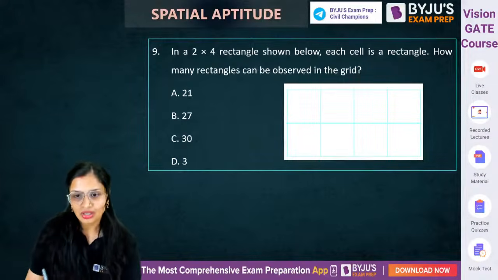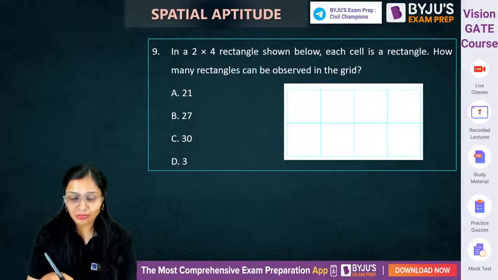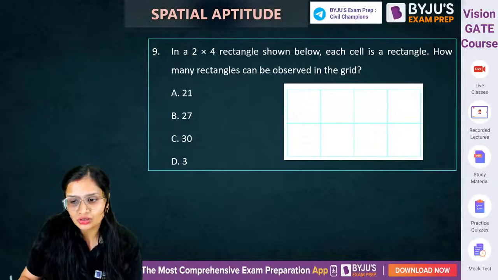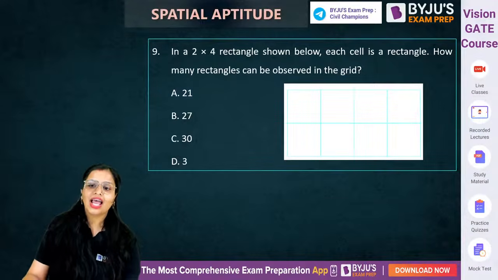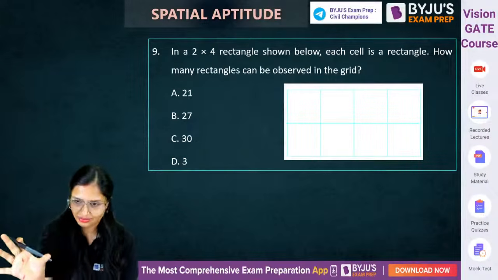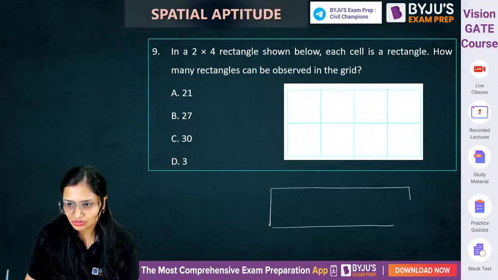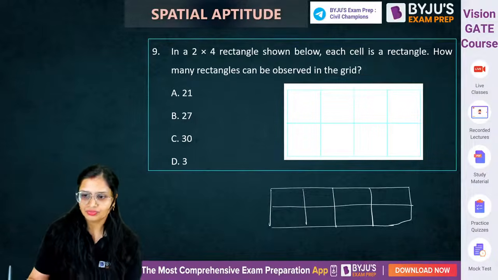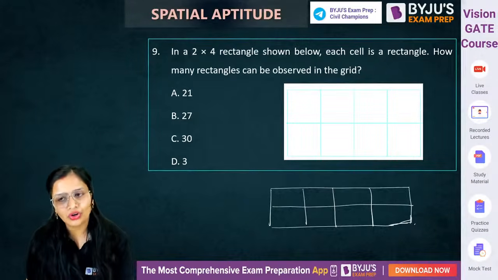Now check it out. This is a simple question, but it has been asked in many examinations apart from your GATE, and also in placement examinations. Here 2 cross 4 is given to you, 2 rows and 4 columns, and each cell is a rectangle. So how many rectangles can you see in this grid? If this is not visible because of the brightness, I'm drawing it again. 1, 2, 3, 4. So 2 rows, 4 columns is given to you.